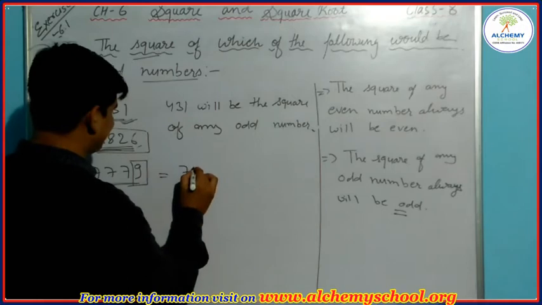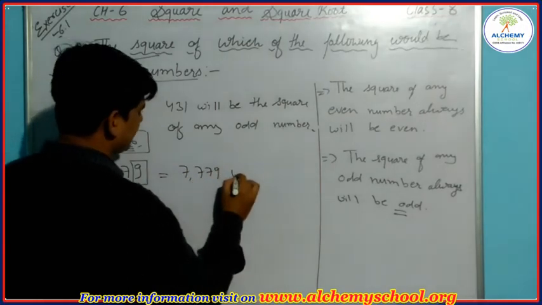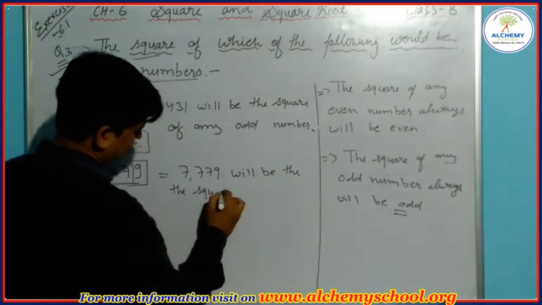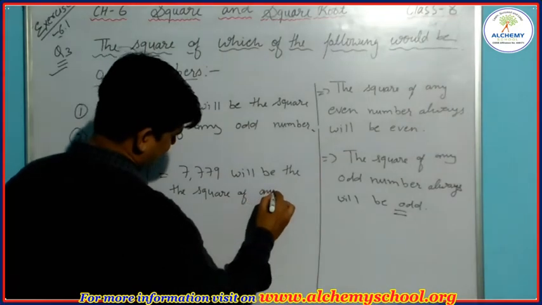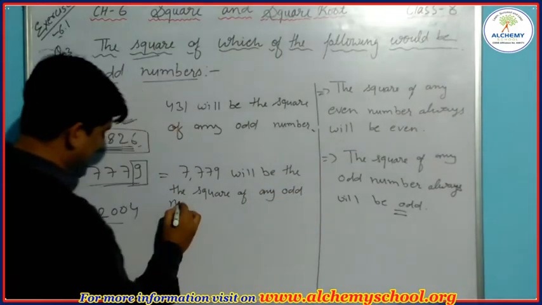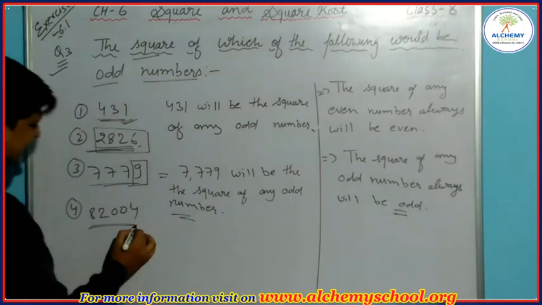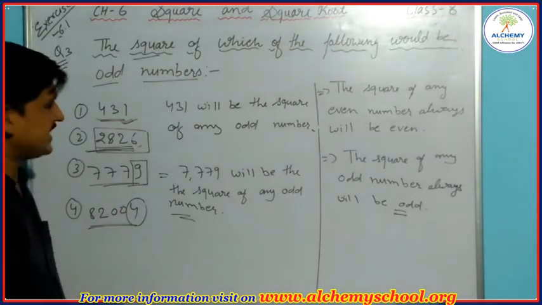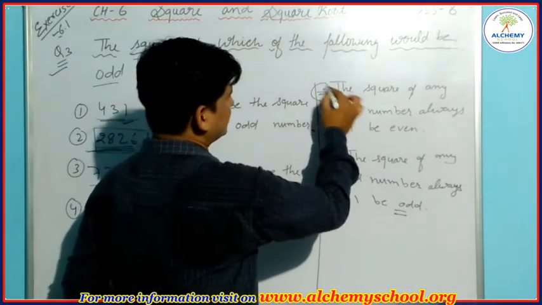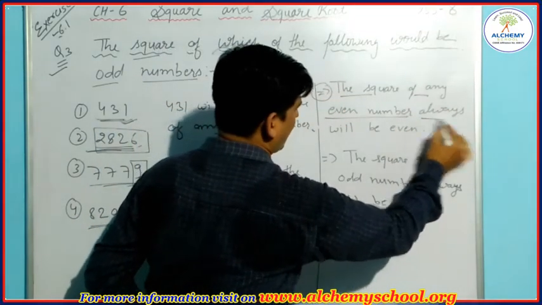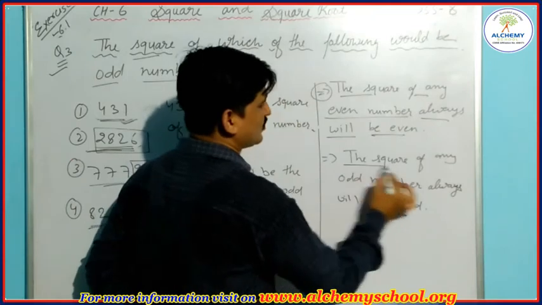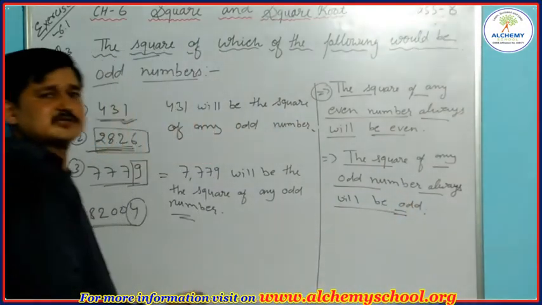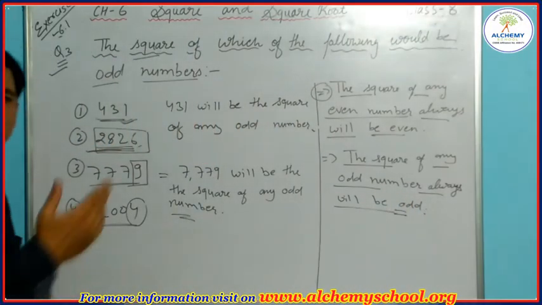So we can write here 7779 will be the square of an odd number. Okay, in the next number we can see this is an even number, so this number also will be the square of an even number. So you have to remember the thing: the square of any even number will always be even and the square of any odd number will always be odd. Okay students, so now we are going to take the next question, that is question number 4.